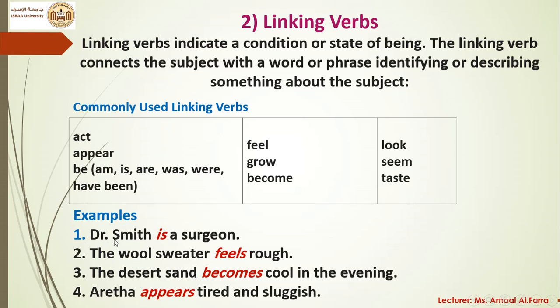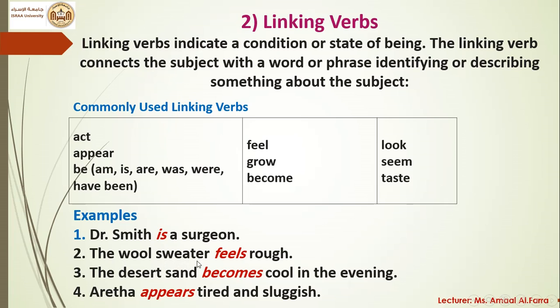Look at the examples. Dr. Smith is a surgeon. Dr. Smith is the subject. A surgeon is a noun phrase that says something about Dr. Smith. This noun phrase says that he is a surgeon. So this noun phrase describes Dr. Smith, the subject, and is is called what? A linking verb. It links these words with the subject.